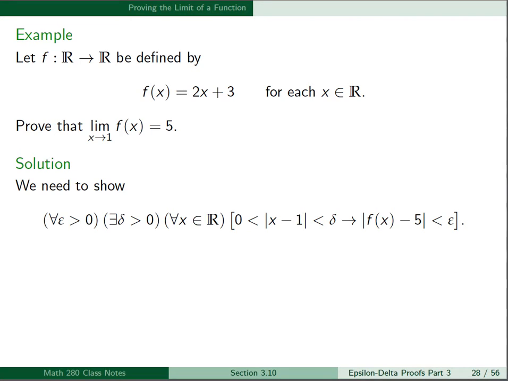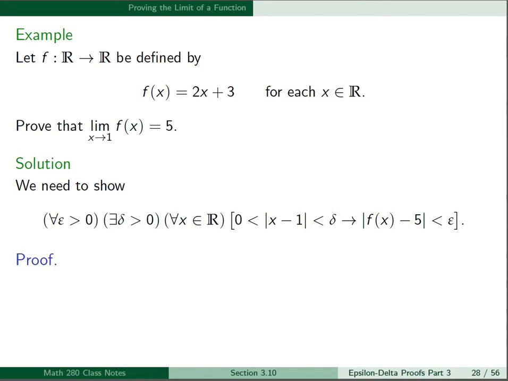For all epsilon greater than 0, there exists a delta greater than 0, for all x in R, 0 less than the absolute value of x minus 1 is less than delta, implies the absolute value of f of x minus 5 is less than epsilon. So our c value is the point at which we're taking the limit, which is 1, and our limit L is equal to 5. So we substitute each of those in the symbolic form that we're proving.